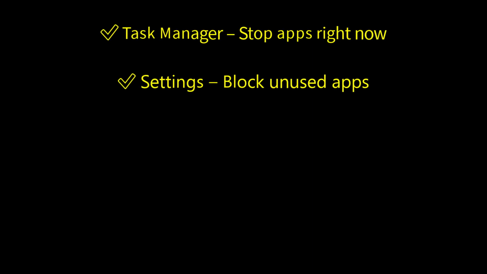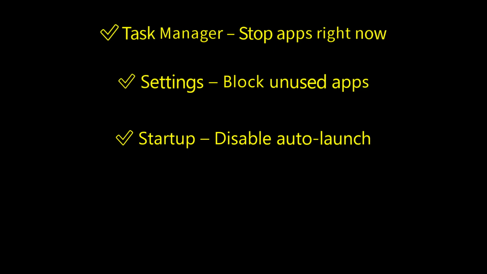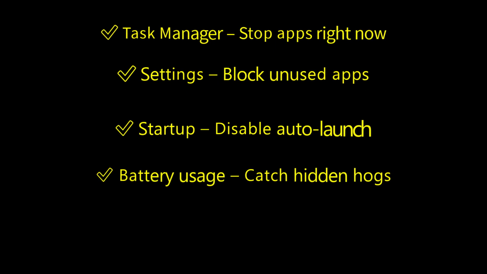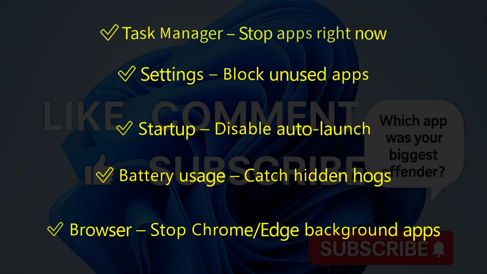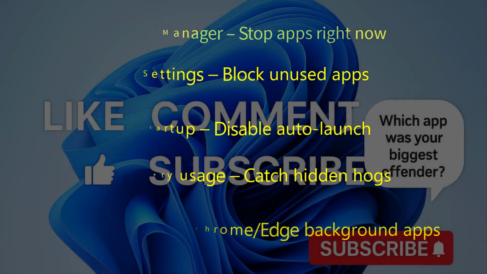So the task manager stops apps right now. Settings can block apps you don't use. Startup settings prevent them from auto launching. Battery usage shows hidden hogs. And finally, the browser settings stop Chrome and Edge from lingering.